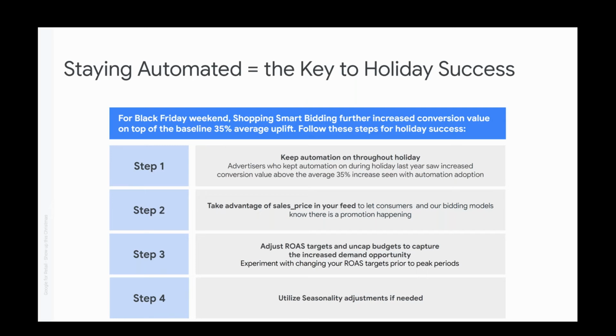Make sure to take advantage of the sales price attribute in your feed to let consumers and our bidding models know that there is a promotion happening. Also adjust your return on ad spend targets and uncapped budgets to capture the increased demand opportunity. You can also experiment with changing your return on ad spend targets prior to the peak periods and utilize seasonality adjustments if needed.